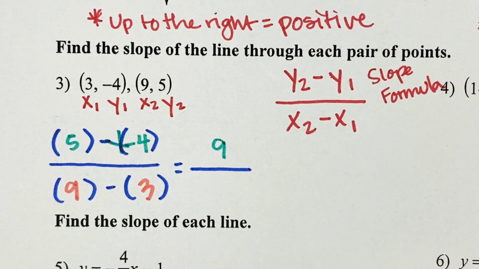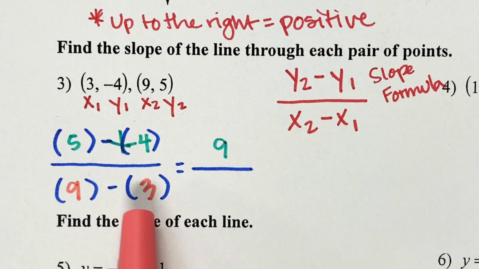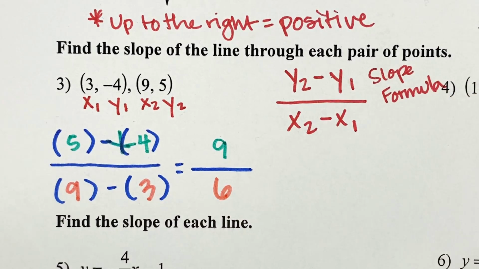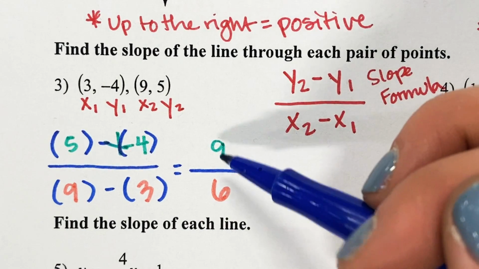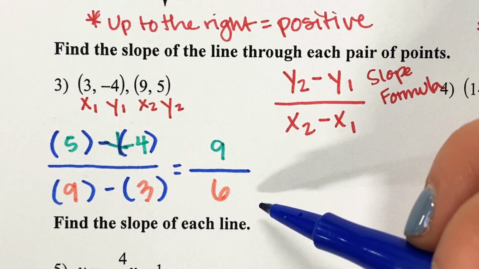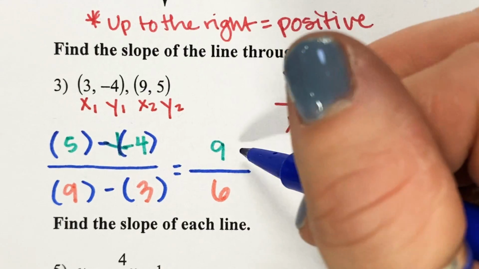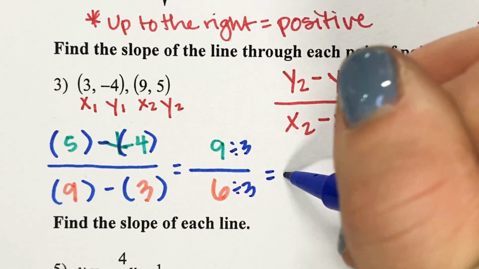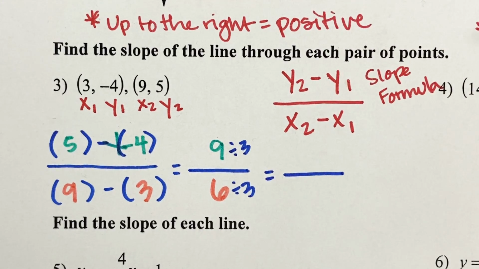Okay, so now let's solve for the bottom. I have 9 minus 3 on bottom. 9 minus 3 is going to give me 6. Our last thing we need to do is see if it can reduce. Is there a number that we can divide both 9 and 6 by to make them smaller? There is. We can divide these both by 3 to make this fraction even smaller.